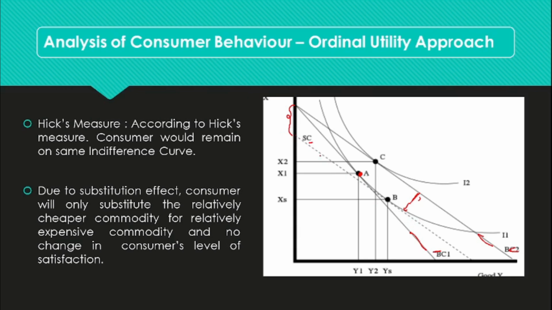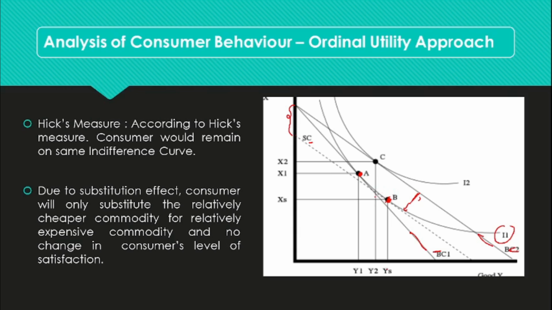We can see the new budget line is tangent to the previous indifference curve IC1 at a new point, which is point B. So we get a new equilibrium which gives a newer combination of both the goods. We have a lower quantity of X and a higher quantity of Y at this equilibrium, but the indifference curve remains the same. So this is what Hicks' measure proposes, that there will not be any increase or decrease in the level of satisfaction for the consumer.